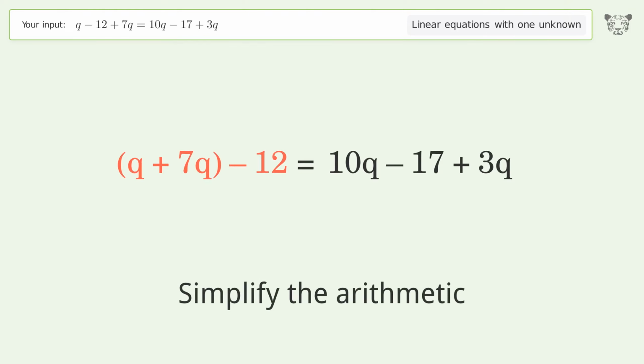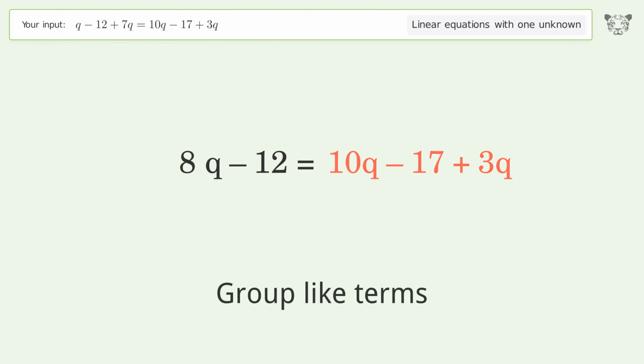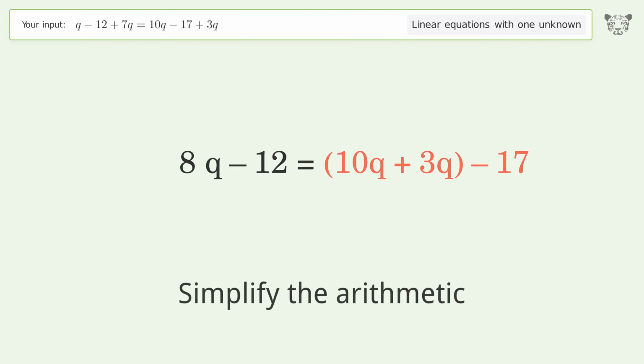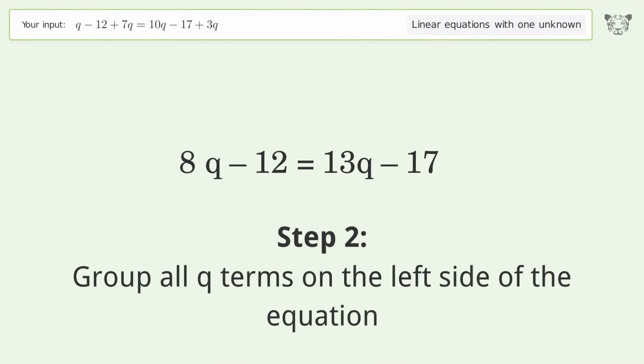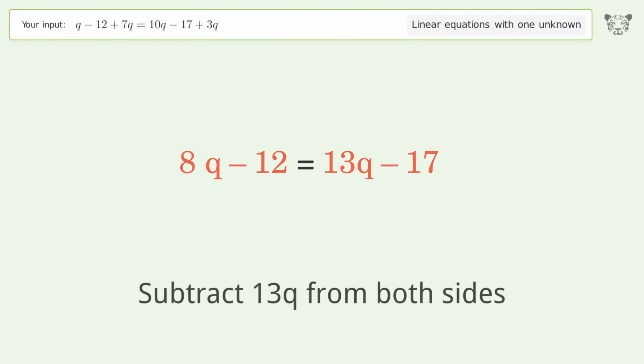Simplify the arithmetic. Group like terms. Simplify the arithmetic. Group all q terms on the left side of the equation. Subtract 13q from both sides.